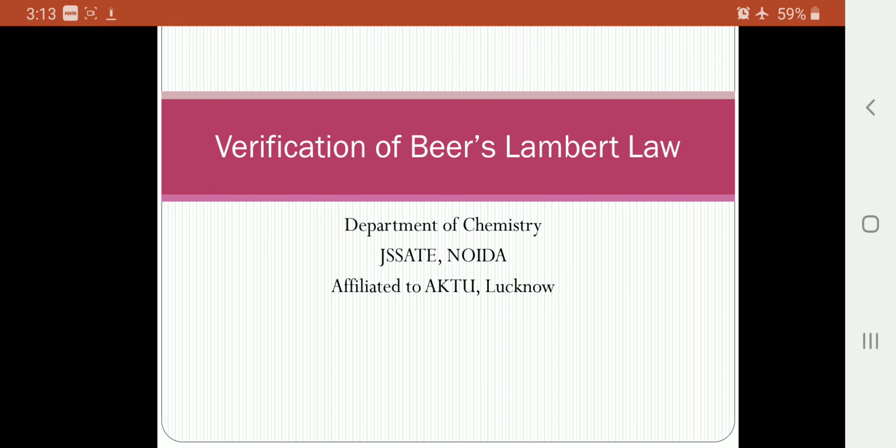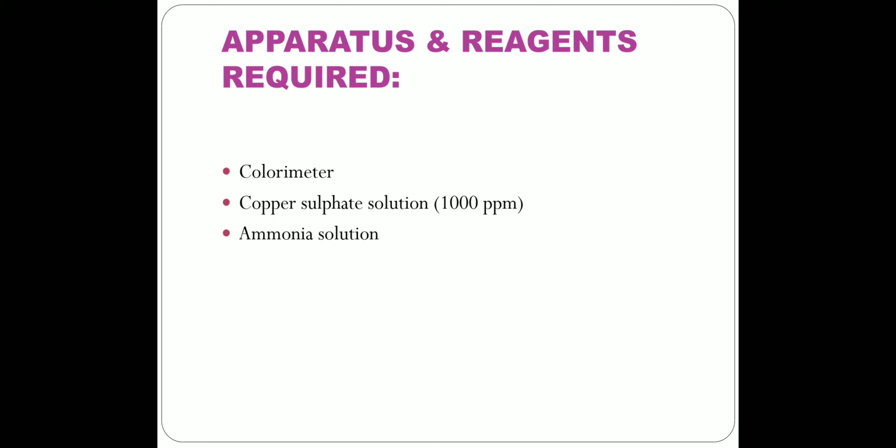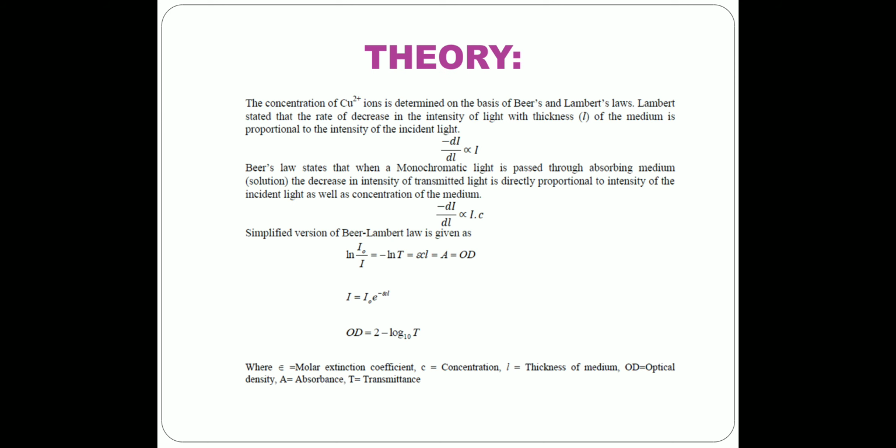Today I am going to explain verification of Beer-Lambert's law, and the aim of the experiment is to determine copper concentration in the given sample by colorimetric method. To perform this experiment, I need two solutions. They are the copper sulfate solution, the strength of the solution is 1000 ppm, and ammonia solution, and a device known as a colorimeter is used for conduction of the experiment.